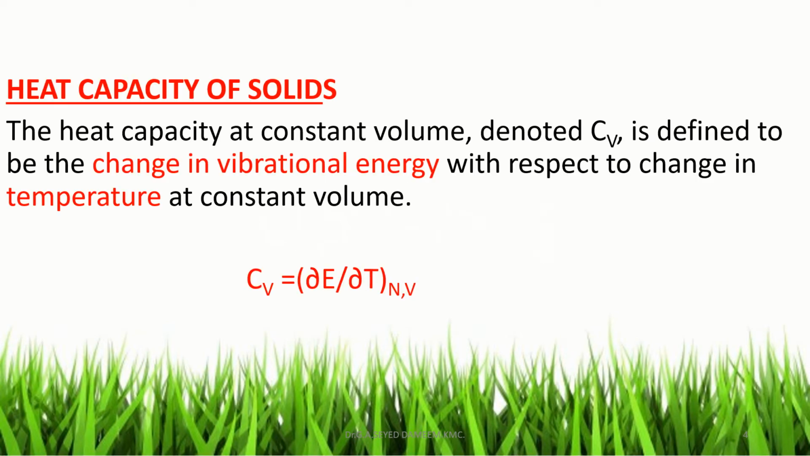Heat capacity of solids. The heat capacity at constant volume, with the symbol Cv, is the change in vibration energy with respect to change in temperature at constant volume. That is, Cv is equal to ∂E by ∂T at constant N and constant volume V. That is the variation of energy with respect to temperature, and that is called the heat capacity of solids.